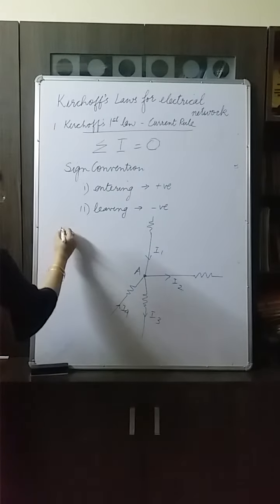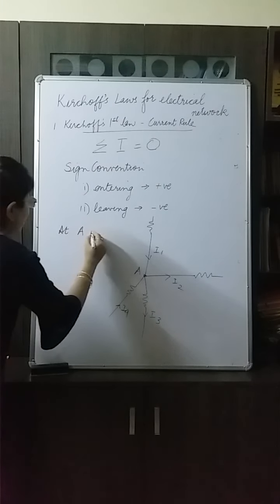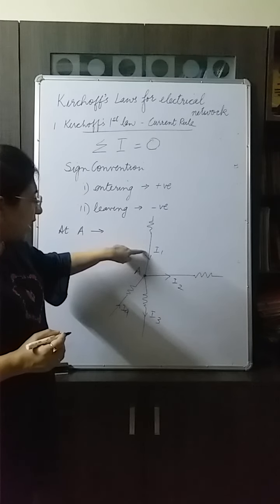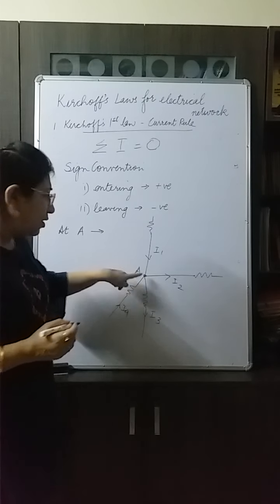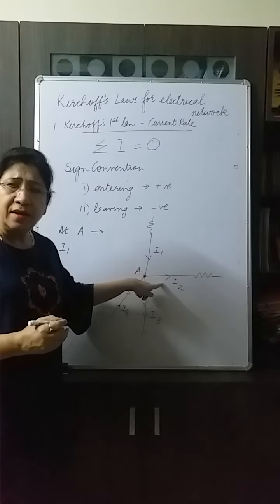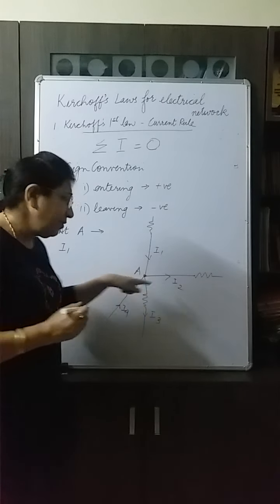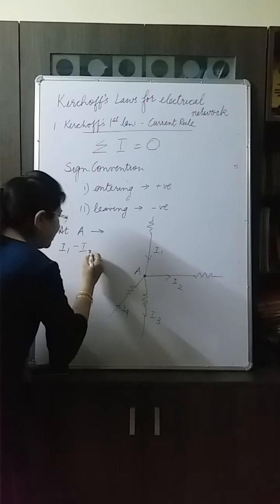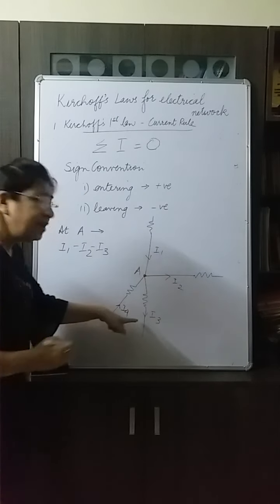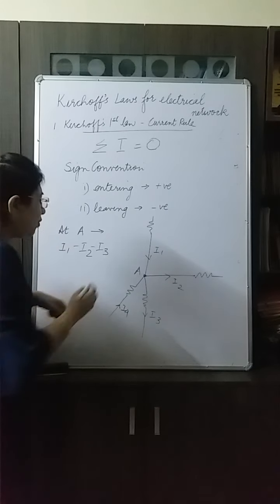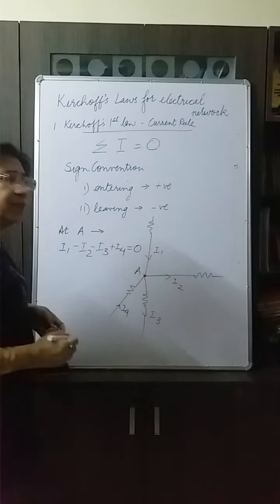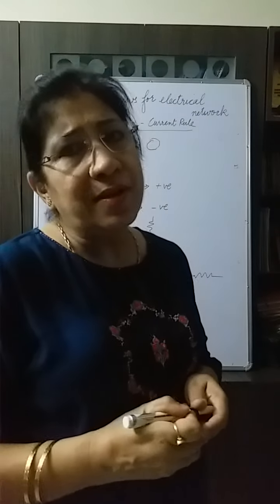So applying Kirchhoff's law at junction A, since we are taking the currents entering the junction as positive, I1 is positive, then the currents leaving the junction as negative, so this is minus I2, again minus I3, since I3 is leaving the junction, and I4, it is entering the junction, so we have this as plus I4. This is how we will apply the first law.